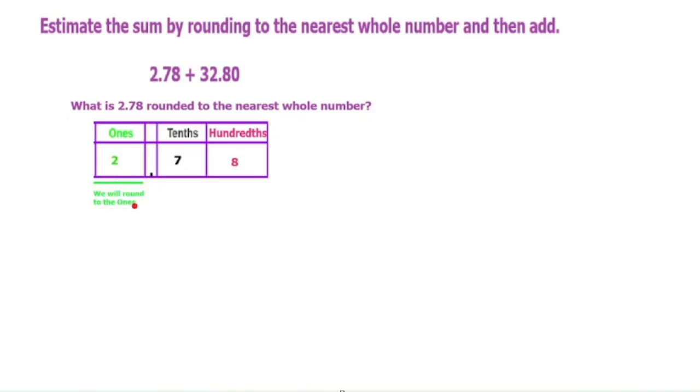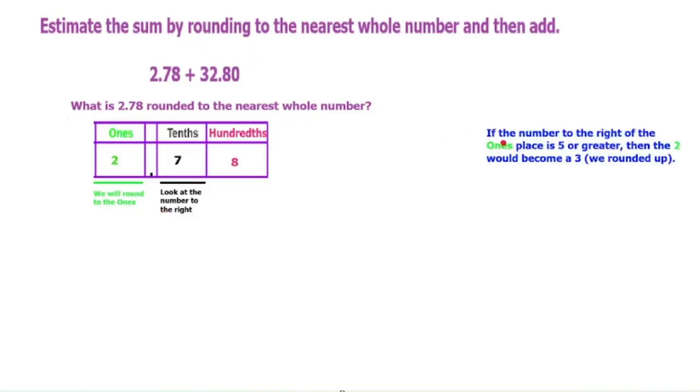We will round to the ones, and to do that, we need to look at the number to the right. Okay, so if the number to the right of the ones place is 5 or greater, then the 2 would become a 3, and we round it up. So to round to here, we look over here, decide if this is 5 or greater, and if it is, then this will become a 3. It increases by 1. Okay?